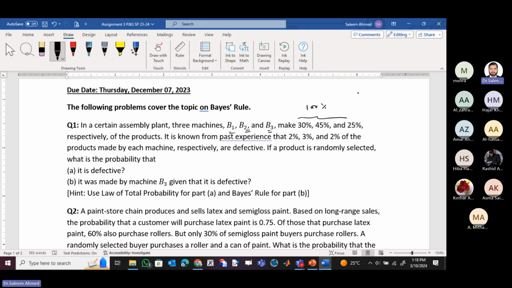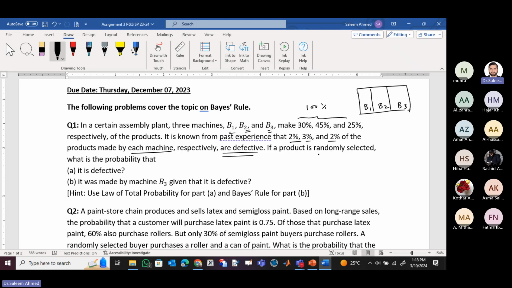If I have my complete sample space, all my products are being made by B1, B2, and B3. All my products are made on these three machines only. So it means this gives me the whole partition B1, B2, B3 because it constitutes the whole 100%. It is known from past experience that 2%, 3%, and 2% of the products made on each machine are defective. So it means each machine makes some defective items.